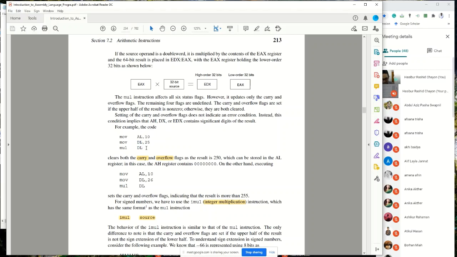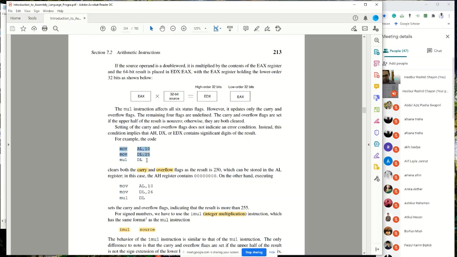And after that, we are going to do MUL. Whenever you write MUL with a register or a source, that means this is an unsigned multiplication. If you write IMUL, that means it's signed multiplication. But you are writing MUL, that means it is unsigned. So we don't worry about the sign. Okay. So let's multiply. If you multiply 10 multiplied by 25, what will be the result? 250, right? 250.